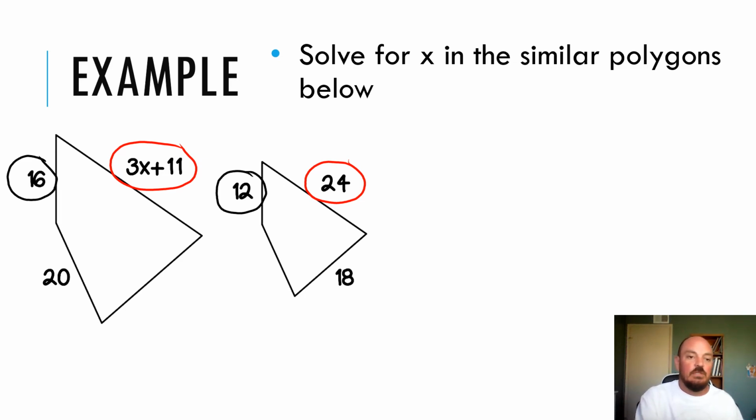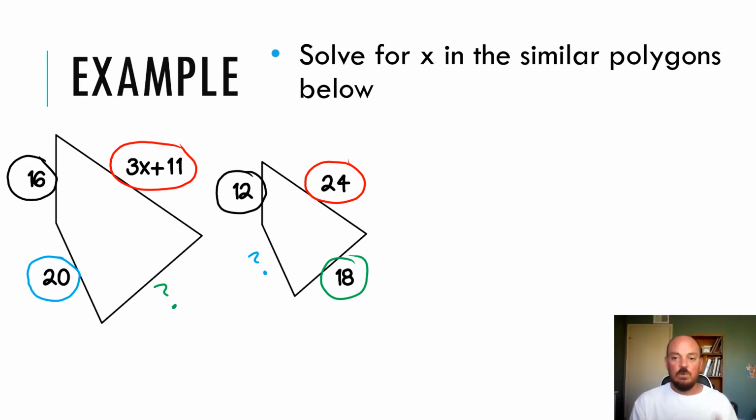Because if you look carefully, the 20 corresponds to this blank side right here. I don't have anything to put there. And the 18 corresponds to this blank side. I don't have anything there. So those two numbers are not proportional.